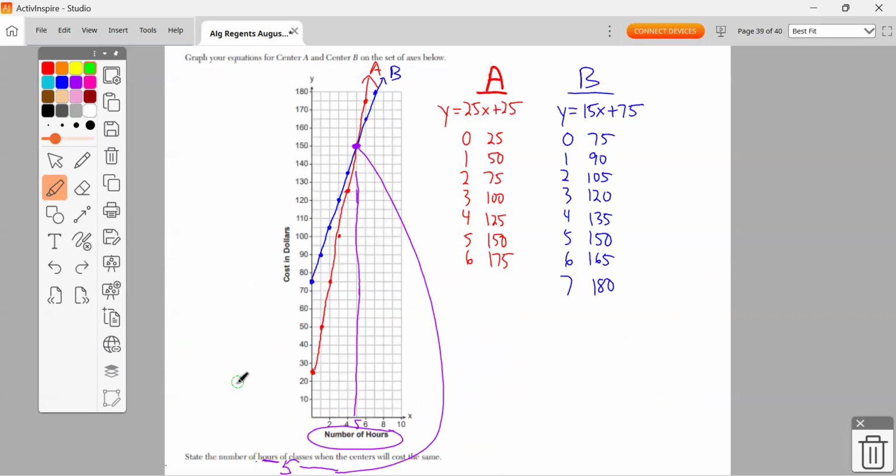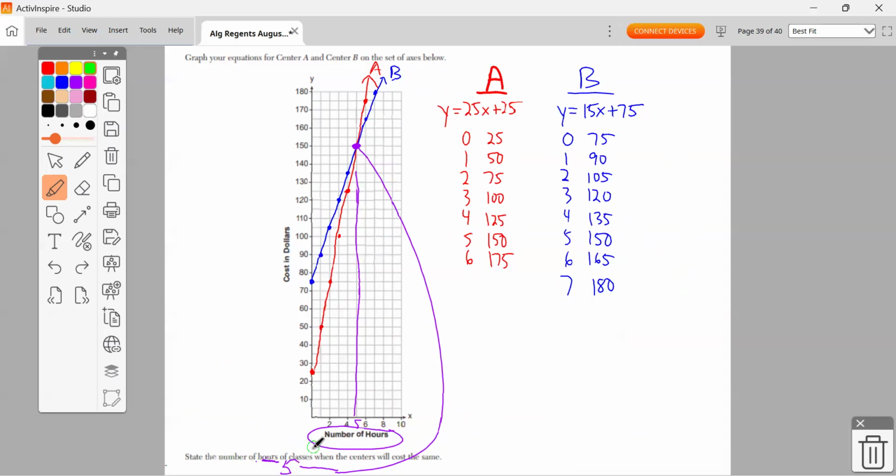The final part is graphing it. You have to graph those equations. So stick a y equals in front of it: y equals 25x plus 25, y equals 15x plus 75. Make a table for your points. No arrows on the left-hand side because we can't go into the negative, but it can keep on going to the right, so arrow and arrow there.